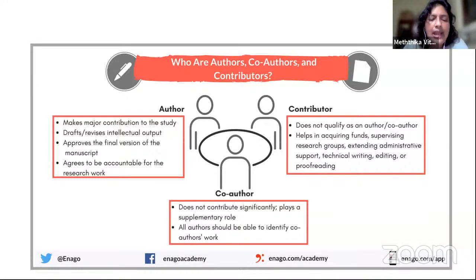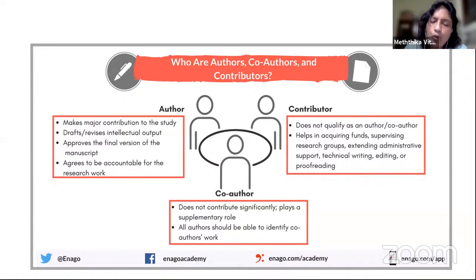The author has the major contribution, he or she puts the major contribution to the study or to the research, right? The author drafts the paper, right? He must approve the final version. And the author is accountable for everything inside that paper, right?